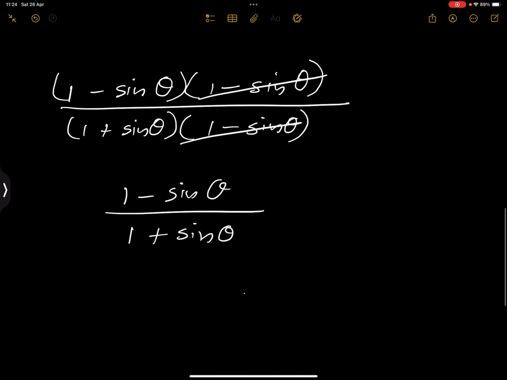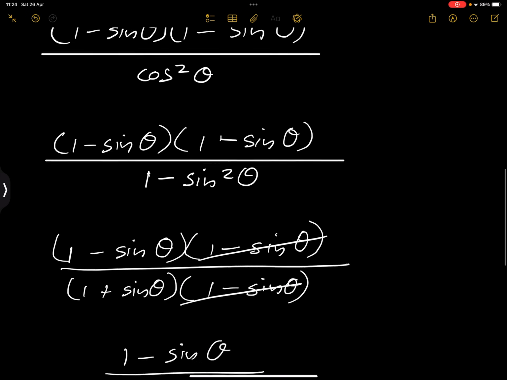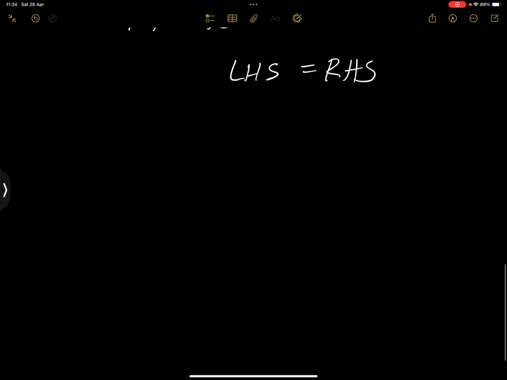And so what do you notice? Left hand side is definitely equal to our right hand side. We've proven the identity. Right. Now, there is another way in which we could somewhat prove that. Okay. What you could have done is to work from the right hand side.